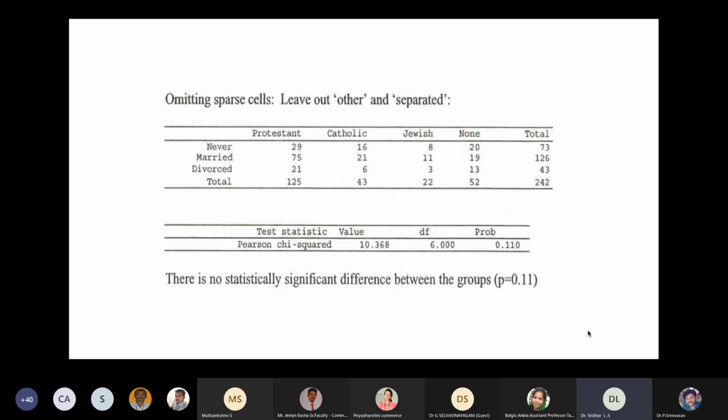You have to see this manually, while the computer tells you the results. The p value is the probability of committing a type I error. If the p value is less than 0.05, you can reject the null hypothesis. Otherwise, you cannot reject the null hypothesis. Now it says you cannot reject the null hypothesis. There is no statistically significant difference between marital status and the religions they follow.